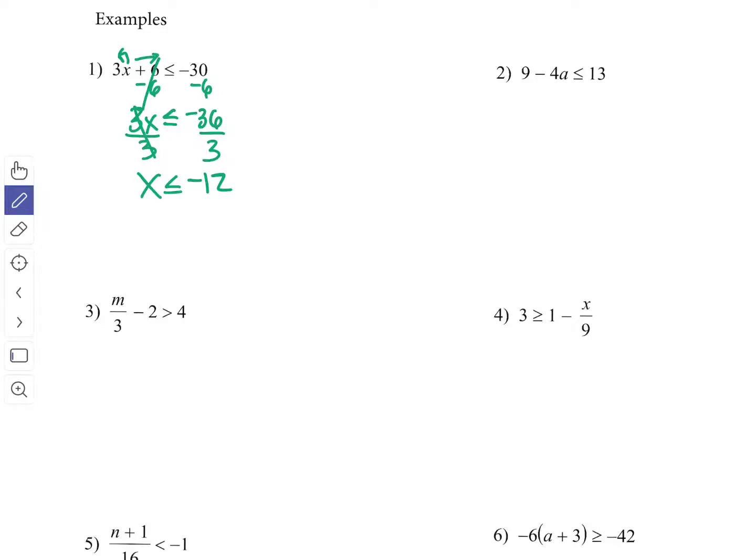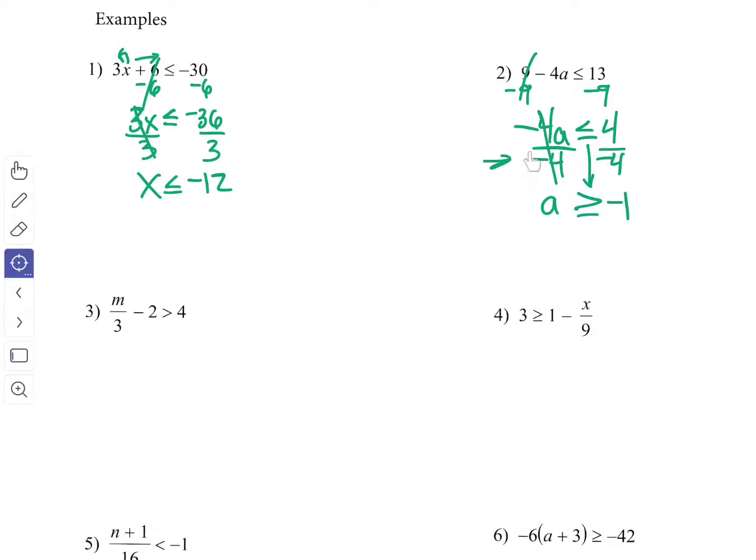All right, number 2. We subtract 9 from both sides first. That becomes 0. That negative stays with our 4a. 13 minus 9 is 4. Now I divide by a negative 4. This time that's negative, so that becomes 1. That becomes negative 1. But now my inequality has to change direction because down here is now negative, okay?